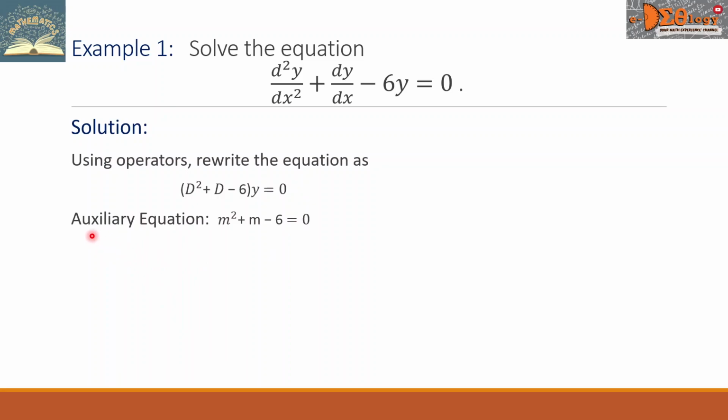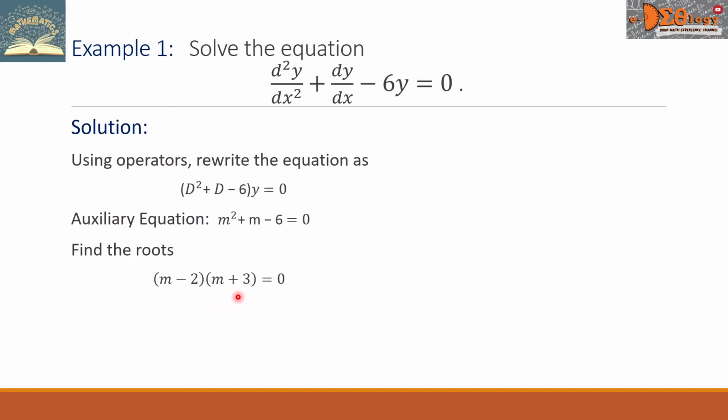Then we write the auxiliary equation. We change the D into m. So we have m squared plus m minus 6 equals 0. Then let us find the roots. Let us solve the equation using the factoring method. So we have m minus 2 times m plus 3 equals 0.